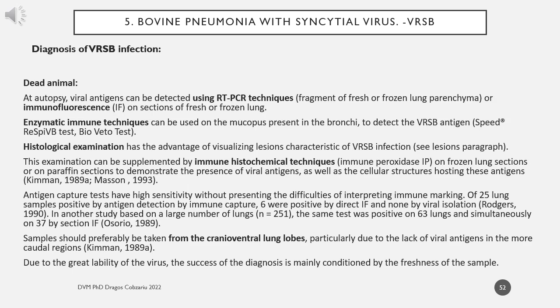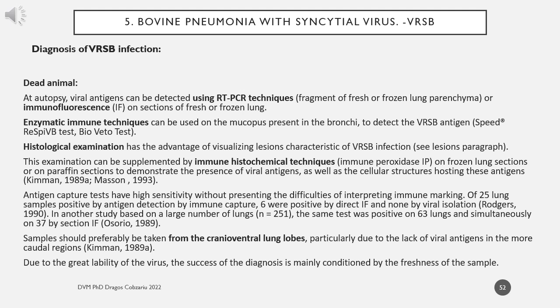Dead animal. At autopsy, viral antigens can be detected using RT-PCR techniques, fragment of fresh or frozen lung parenchyma, or immunofluorescence, IF, on sections of fresh or frozen lung. Enzymatic immune techniques can be used on the mucopus present in the bronchi to detect the VRSP antigen. Histological examination has the advantage of visualizing lesions characteristic of VRSP infection, see lesions paragraph.